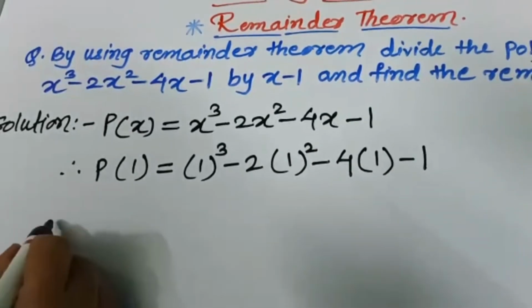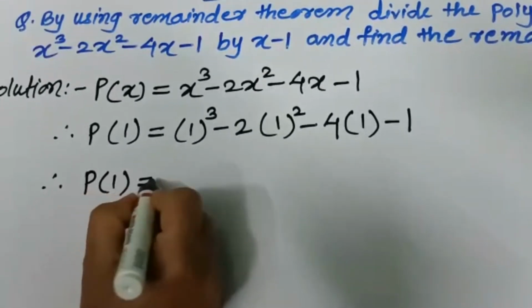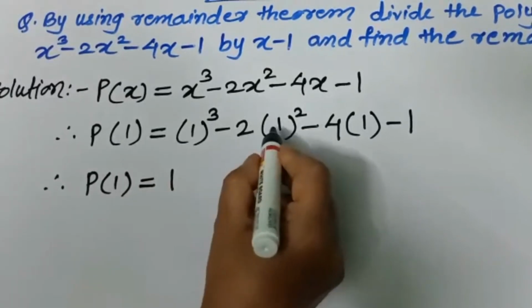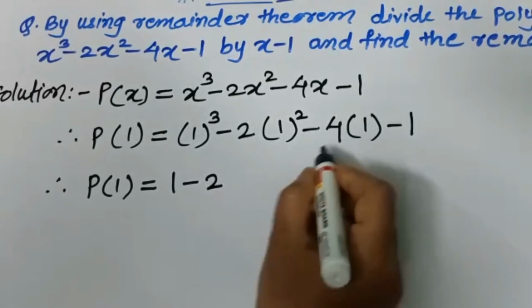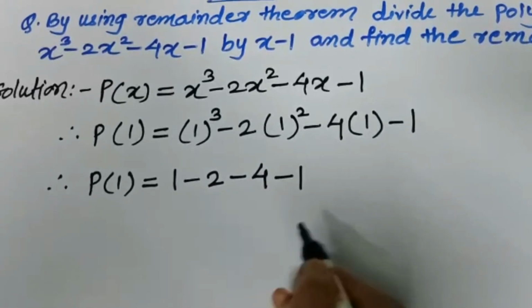Okay. So write therefore p of 1 is equal to cube of 1 is 1, again 1 square is 1 and 2 ones are 2 means minus 2, further minus 4 ones are minus 4, and here remaining number is minus 1.